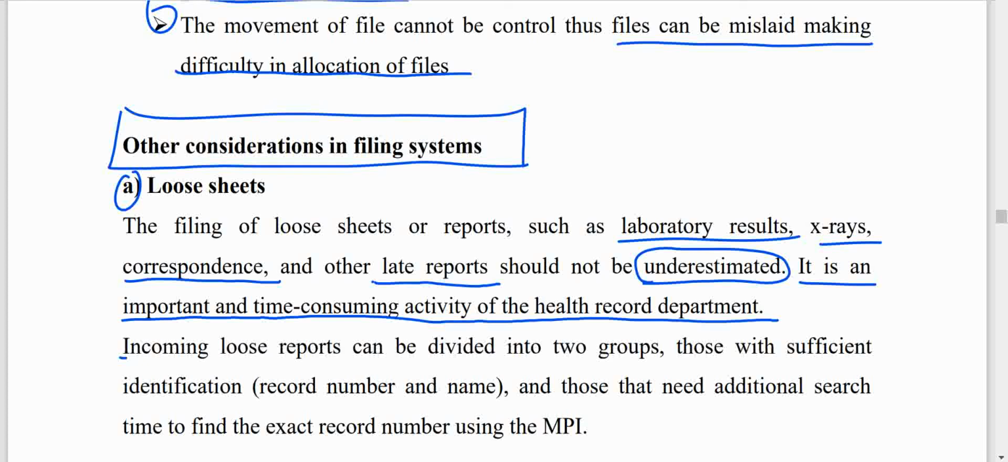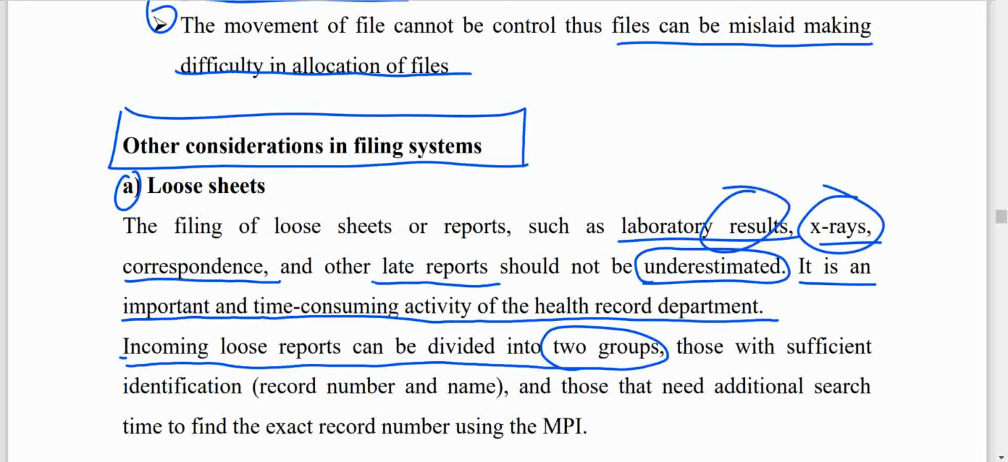Meaning we are supposed to do some verification. We make sure we match these correspondences or the reports coming from the laboratory so that we don't misplace them and create gaps in the filing procedure. So it is time consuming and you need to take it seriously. Incoming loose reports can be divided into two groups: those reports that are coming to the department. We have those patients who were told to go and do the screening, do the X-ray, or test their blood, so they will be bringing the results.